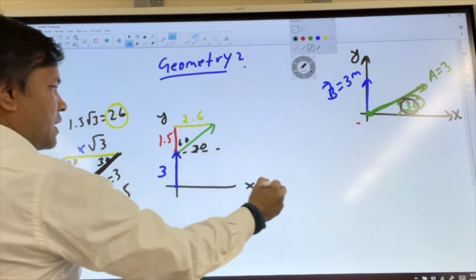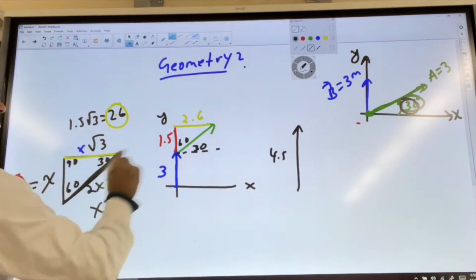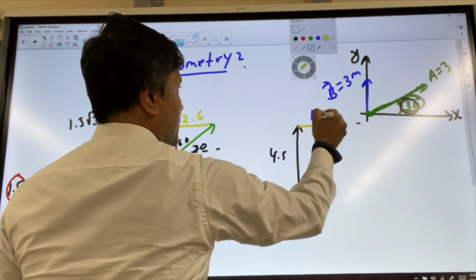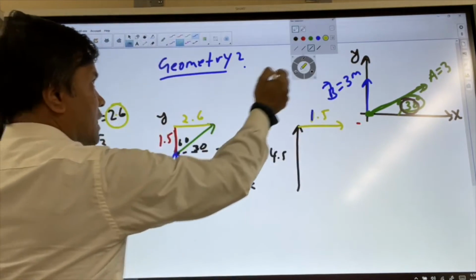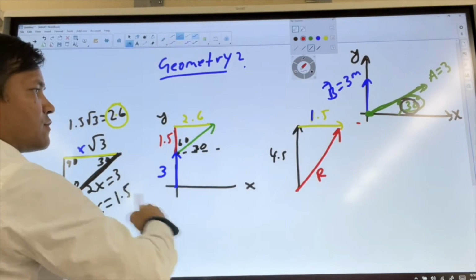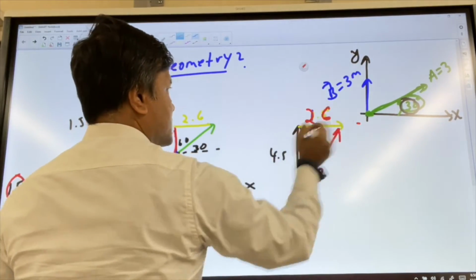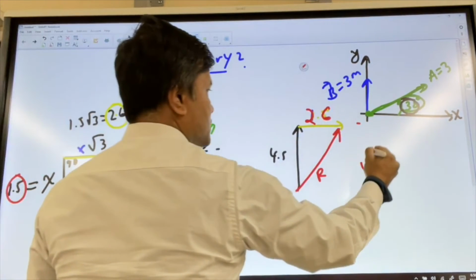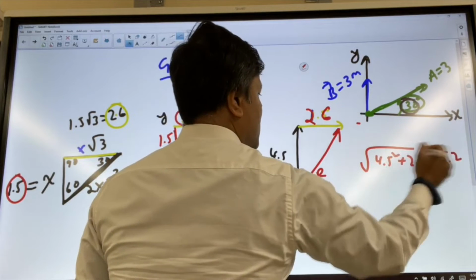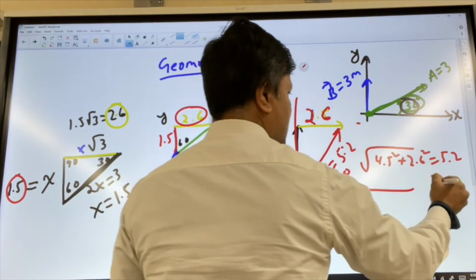3 plus 1.5, 4.5. All right, okay, and the yellow one is 2.6. Now this is the resultant. So 4.5 and 2.6. That's supposed to give us the square root of 4.5 squared plus 2.6 squared, which is 5.2. So this is 5.2, at 60 degrees.